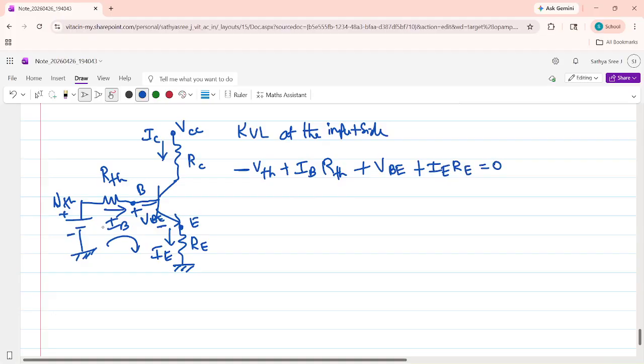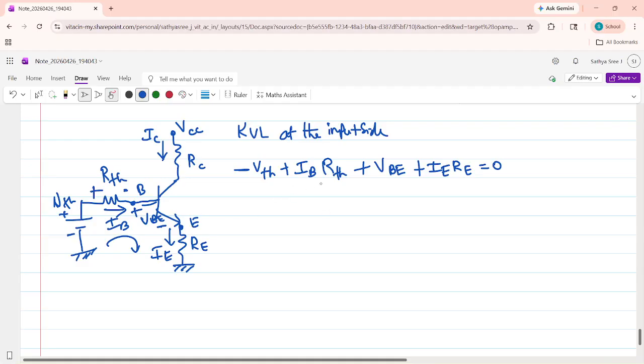Again I will repeat. I will start from this VTH, so it is minus VTH. This is the direction of the current. It is minus VTH plus IB RB plus VBE plus IE RE equal to 0. This completes the loop. Now from this, I want to calculate IB.